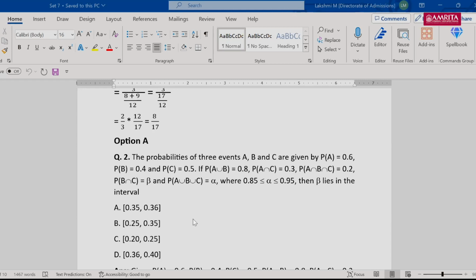B lies in the interval. The range of B, that is something which you need to find out. I would just give you some time for you to understand the question and then you can start doing.